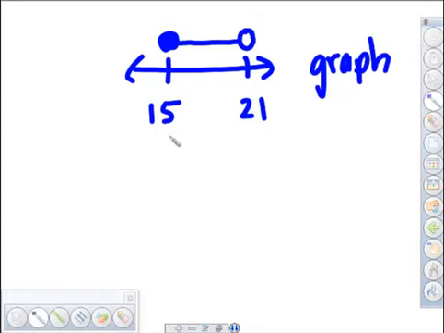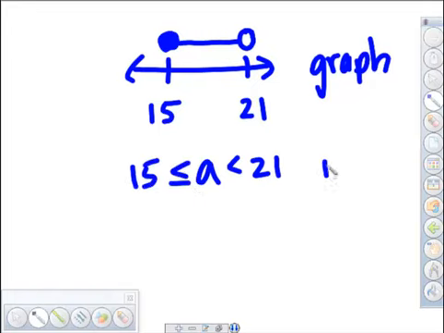So writing this as an inequality, we've seen this before. We could say that ages of people that are coming to this party have to be less than 21, but bigger than or equal to 15. This is called an inequality. Okay, pretty basic. Two ways of representing the same information.